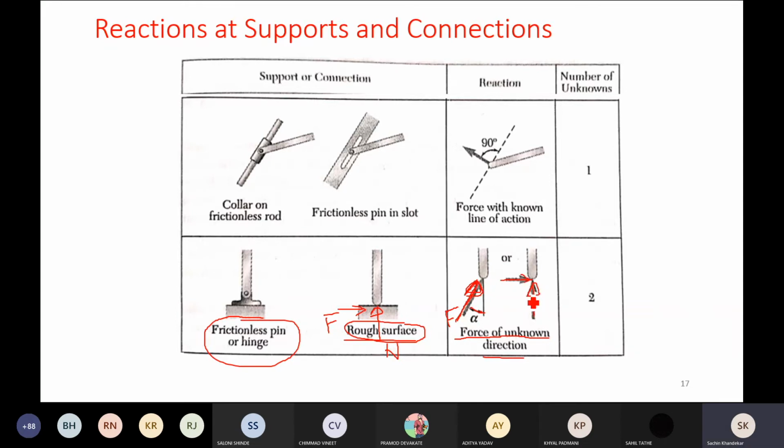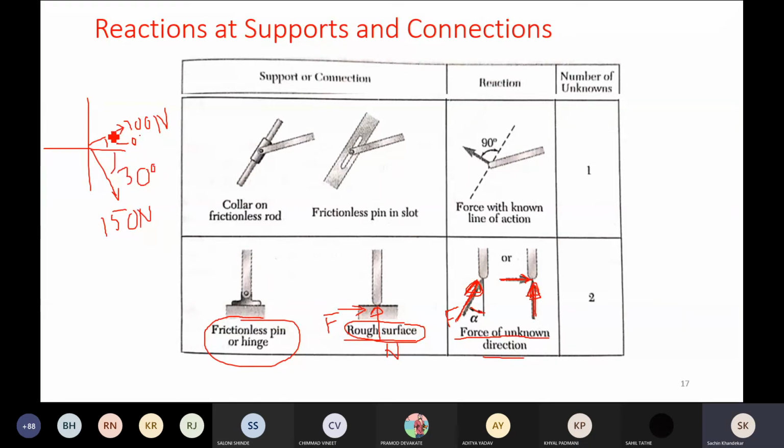Rectangular component means one horizontal and second vertical. It is something like this. Suppose this is one force, say 100 Newton force, making an angle, say 20 degree. This is another force of magnitude, say 150 Newton, making an angle, say 30 degree.